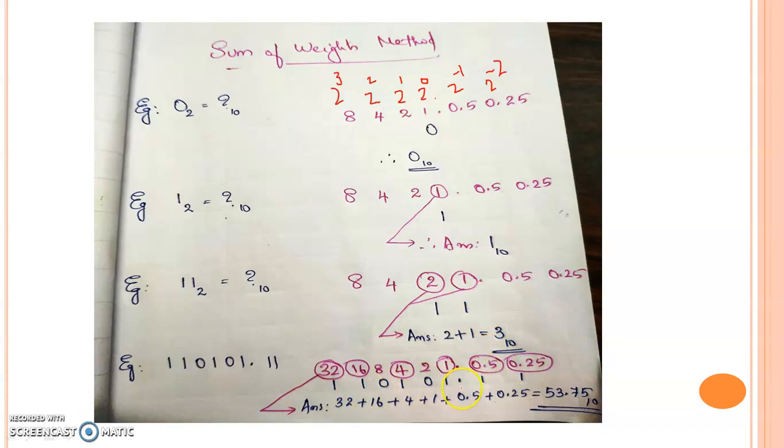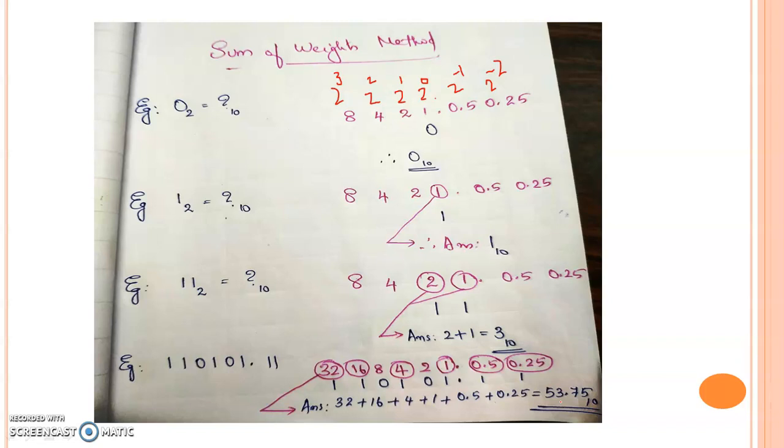Now represent the numbers, and take only the weights. You need to add only the weights that give you the bit value as 1. So here the bit value is 1, so add up 32. Here the bit value is 1, hence you have to add 16. Here the bit value is 0, so don't take 8. Here the bit value is 1, so add up the weight 4. Here the bit value is 1, hence add up the weight 1. Here the bit value is 1, so add up 0.5, also 0.25. So 32 plus 16 plus 4 plus 1 plus 0.5 plus 0.25 is equal to 53.75 to the base 10.